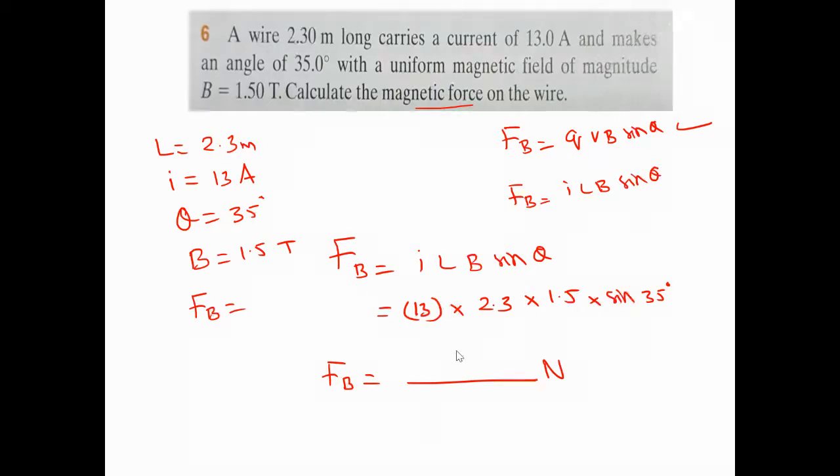Please make it degree mode. If you put the calculator in the radian mode, then your answer will be negative. Whenever you have the angle, please convert your calculator to degree mode. Clear? 25.72. Okay, good. 25.72 Newton. So this is the answer.